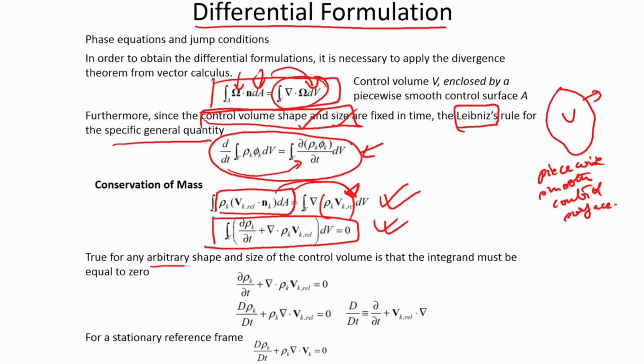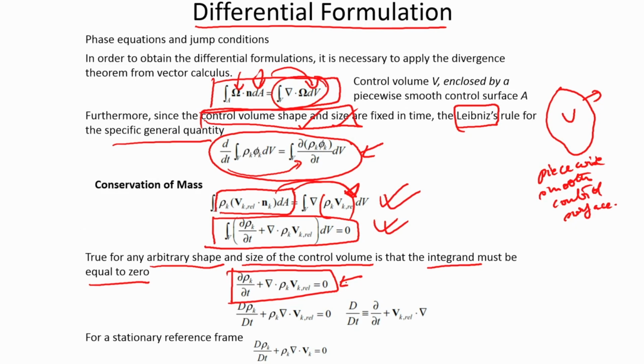Now, since it is valid for any arbitrary shape and size, you can shrink the control volume with impunity to as small a size as you want. Then the integrand must also be equal to 0, because it is valid for any control volume, no matter how small or how large it is. Integrand equal to 0 means this particular term becomes equal to 0. So, this is the standard continuity equation that you may have seen in your undergraduate or first level graduate courses.